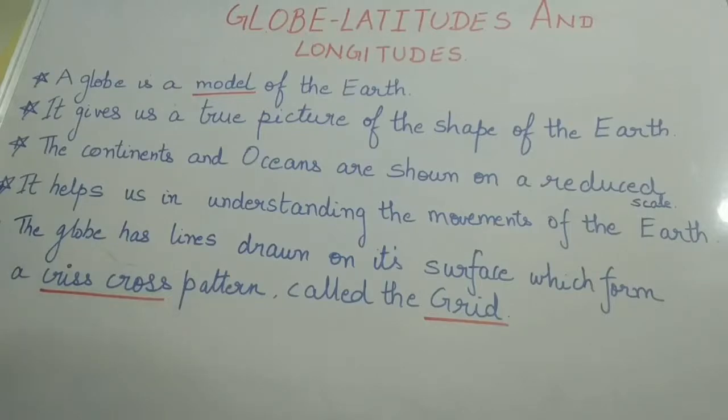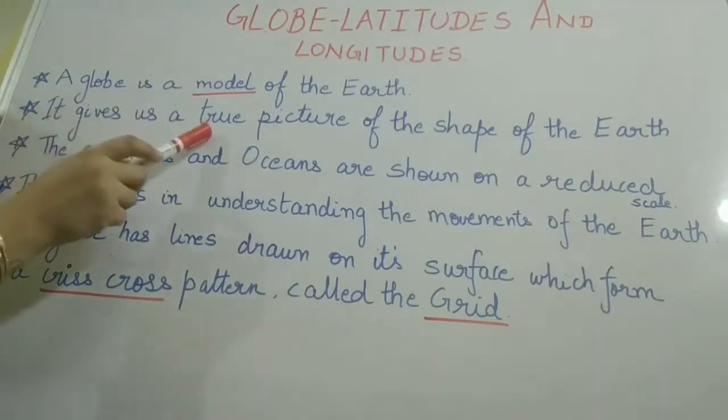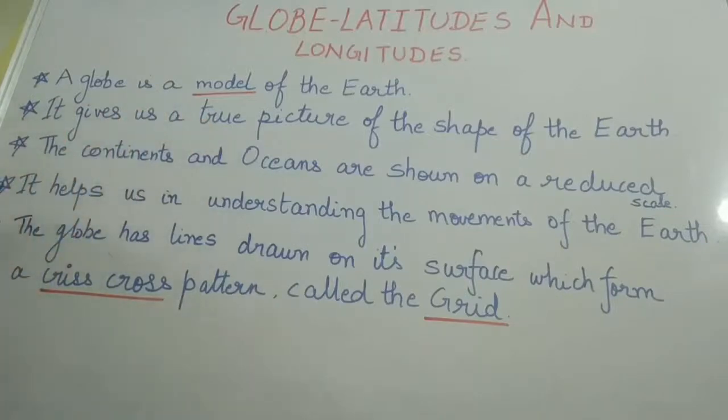You can see on the whiteboard many points are written there. The first point says a globe is a model of the earth. In other words, it gives us a true picture of the shape of the earth. You all know our earth is circular or geoid in shape. So the globe is also circular, so it gives us a true picture of the shape of the earth.